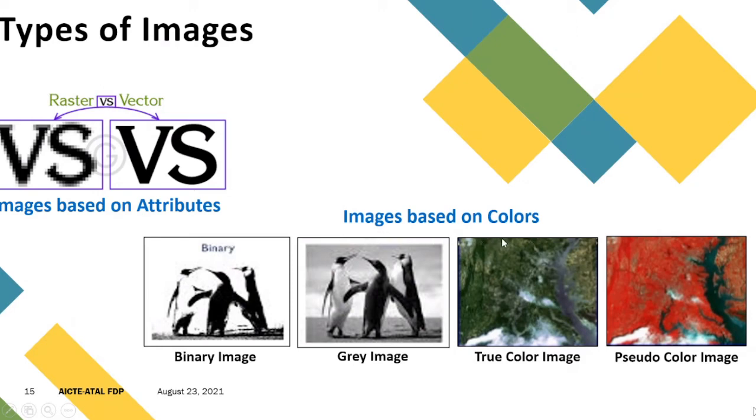Other is the images based on colors. First is the binary, only black and white you can see. Second is the gray, variations of shades you can observe. Third is the true color image, meaning RGB. And the fourth is the pseudo color image, where color is artificially added. Here an image of a tree is taken and all the leaves are represented with a red color. So here the color is being introduced. Pseudo color images have a major application in the medical field.